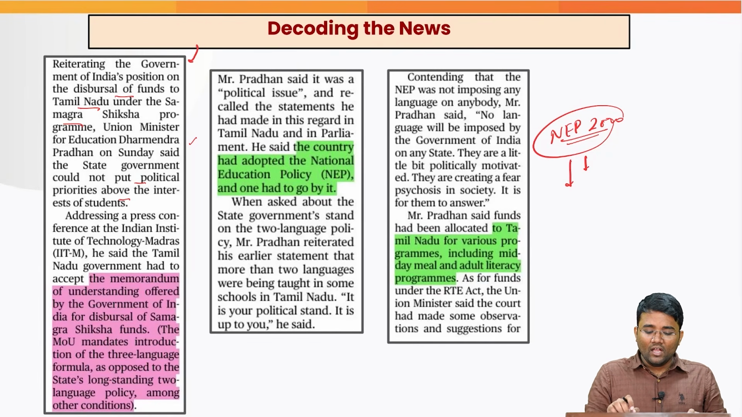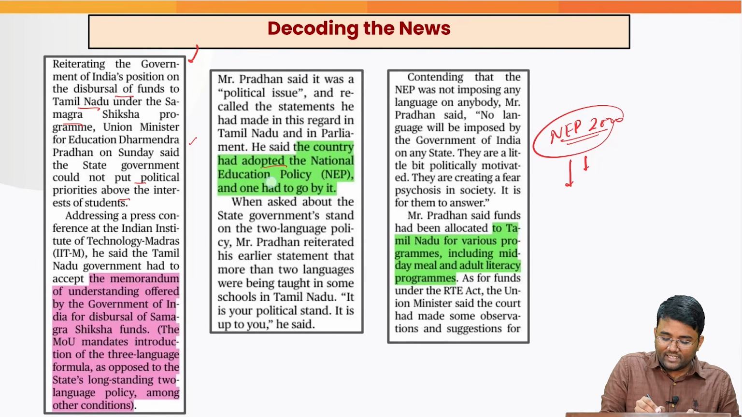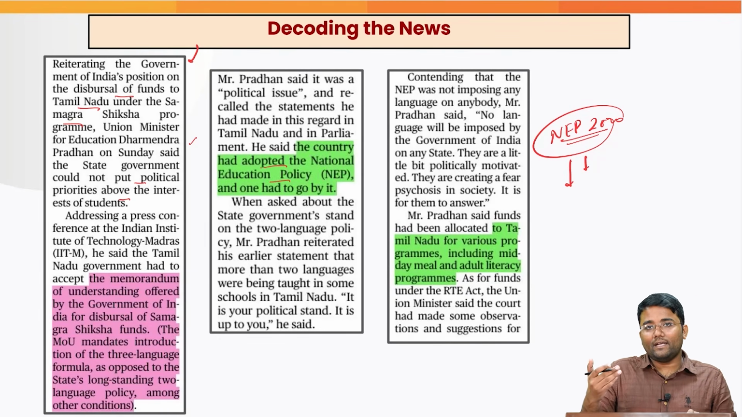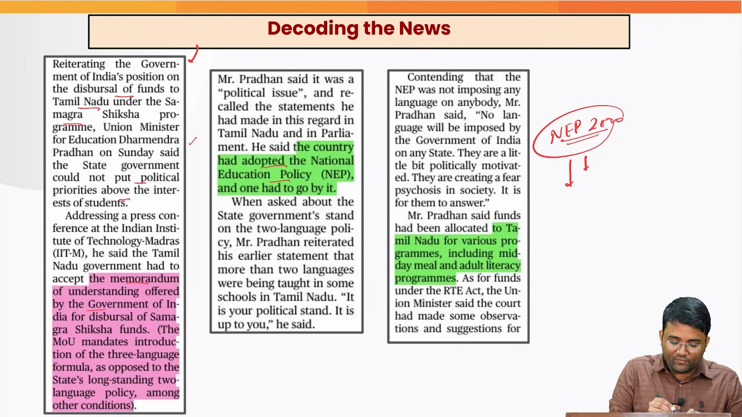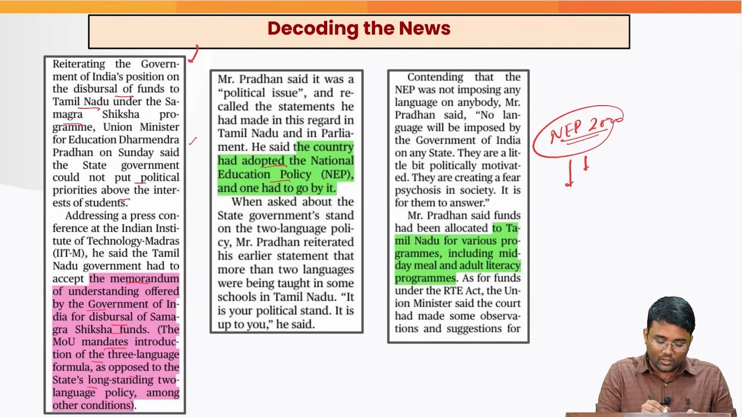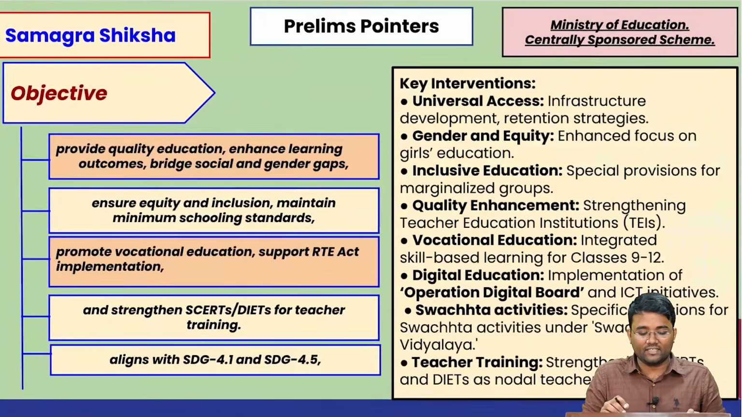Okay. And he said that the country has adopted the national education policy and every state has to follow. Also, what was the MOU offered by the government of India for disbursal of Samagra Shiksha Fund? That mandates introduction of the 3-language formula as opposed to Tamil Nadu's long-standing 2-language policy, among the other conditions.